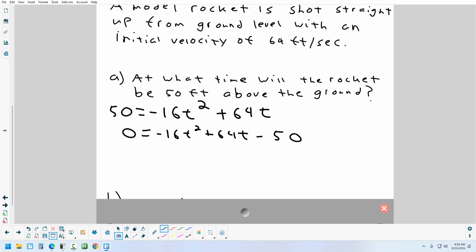There's 3 letters in the quadratic formula. Anybody remember what the 3 letters are that we have to plug in numbers for? Yep, it was A, B, and C. A is always the number that's in front of the variable squared. B is the number that's in the middle, just in front of the letter. And C is the number that's at the end.